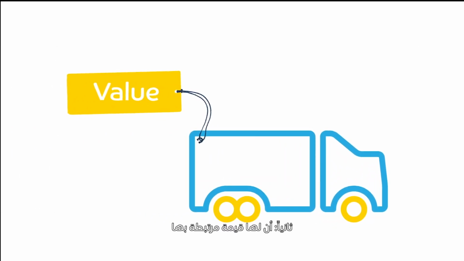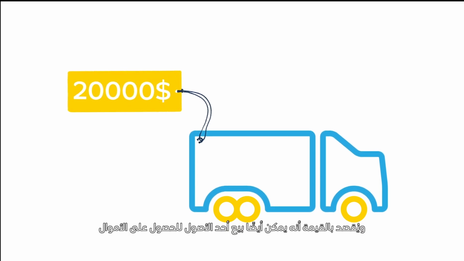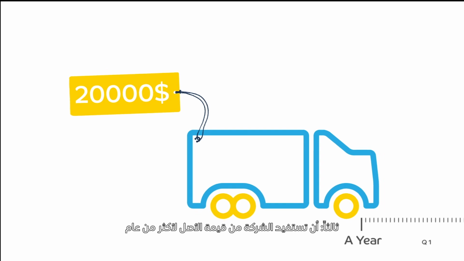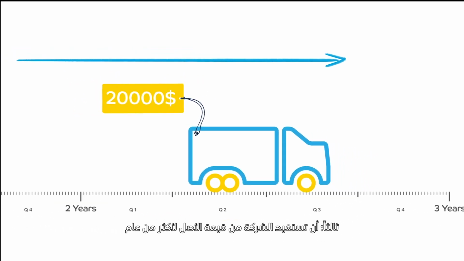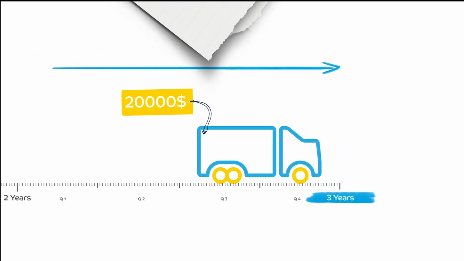Second, it has a value attached to it. Value means that the asset can also be sold to generate money. Third, the value of the asset should serve the company for more than a year.